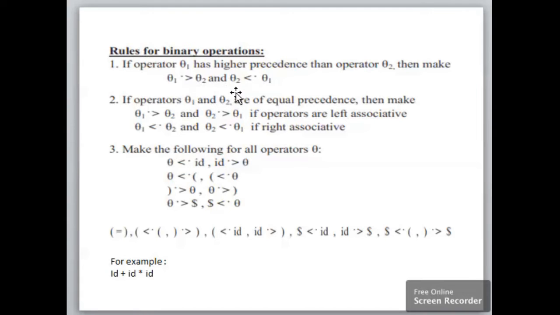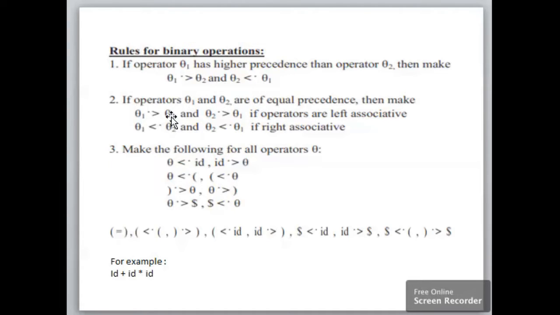So let us take an input, for example ID multiplied by ID plus ID. Obviously the asterisk has a higher precedence, so this would be the symbol that is represented. For the case where the input is ID plus ID into ID, the into is the second operator, so this would have the higher precedence.